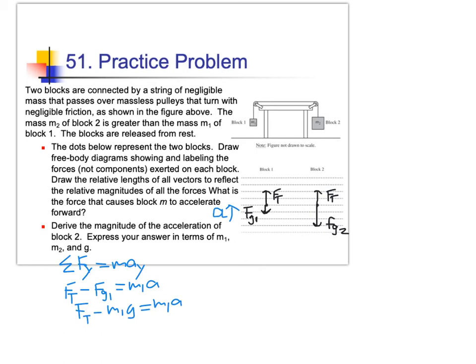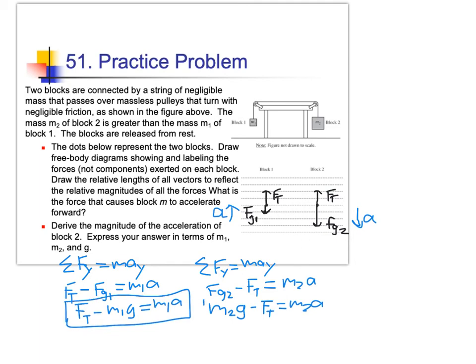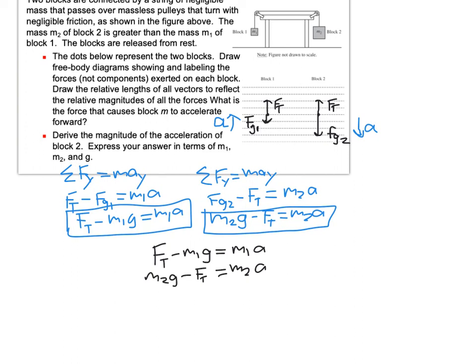For the other box, I can say Fg2 minus Ft, and the reason I'm doing that is because this one is accelerating down, is equal to M2A, so M2G minus Ft equals M2A. So I'm going to take those two equations and we're going to add them together and ultimately solve for my acceleration. Alright, so here I have my forces, and my two force equations lined up.